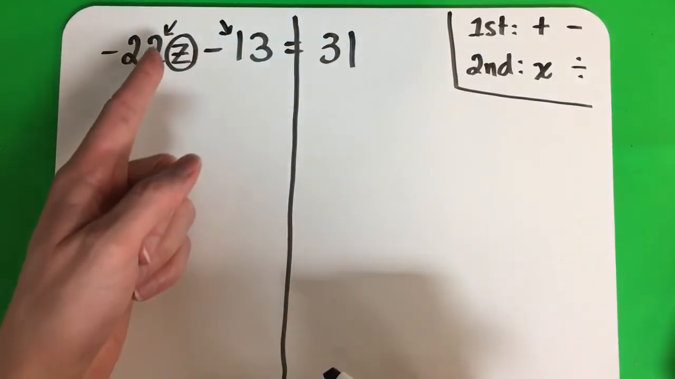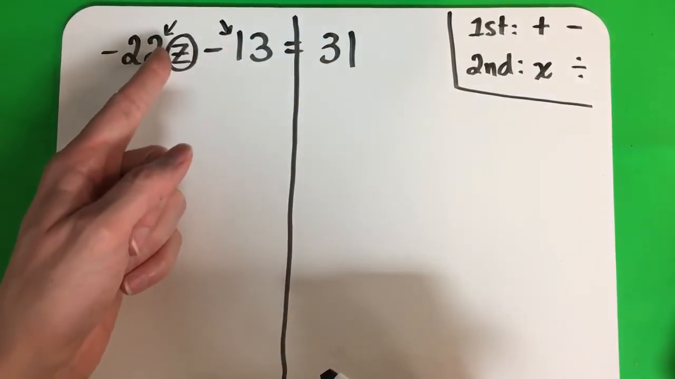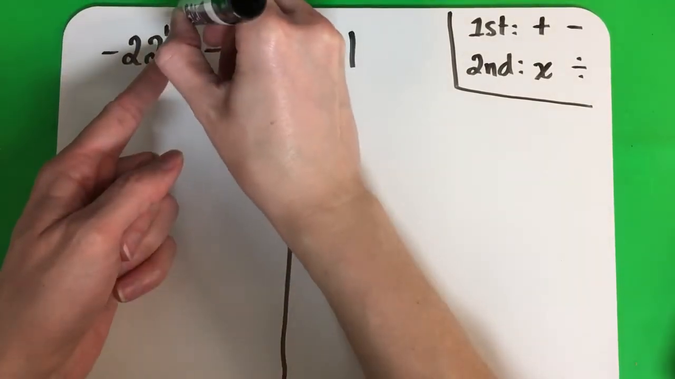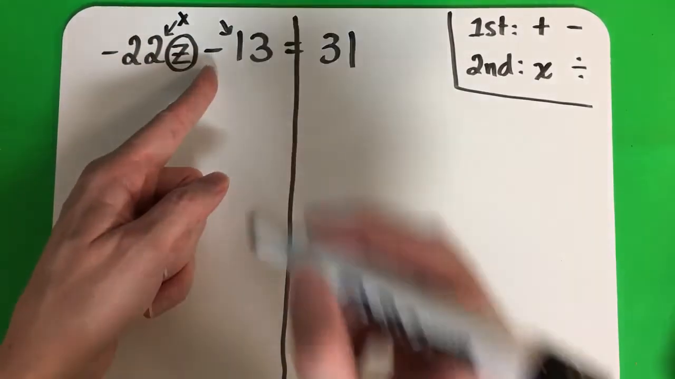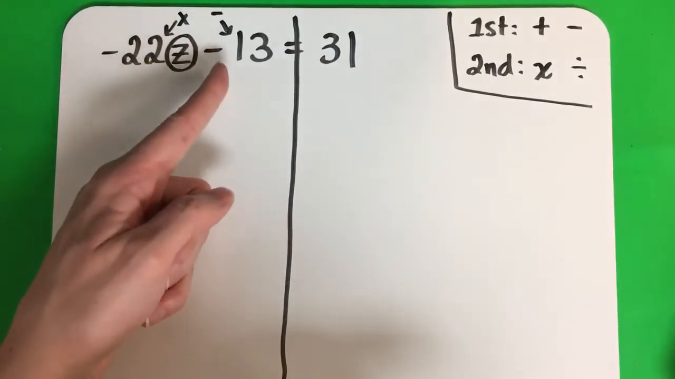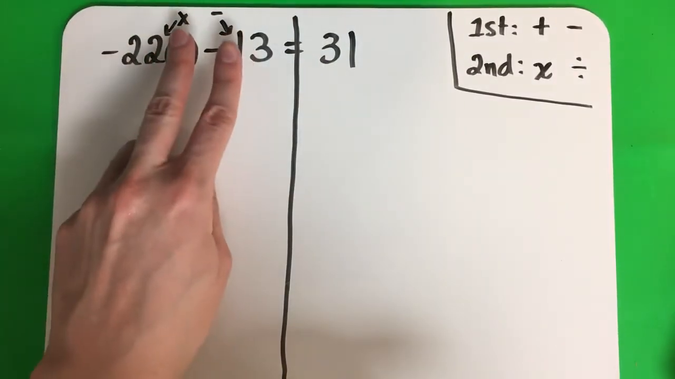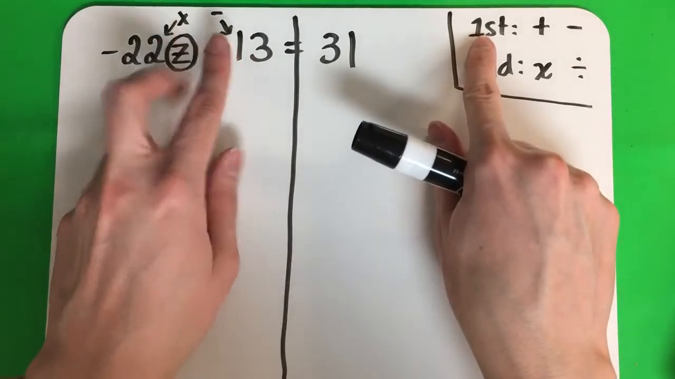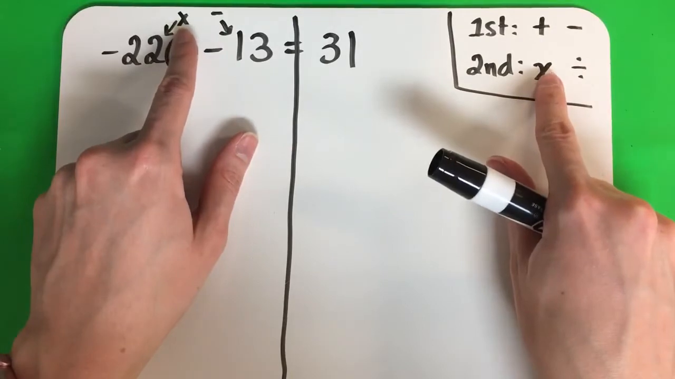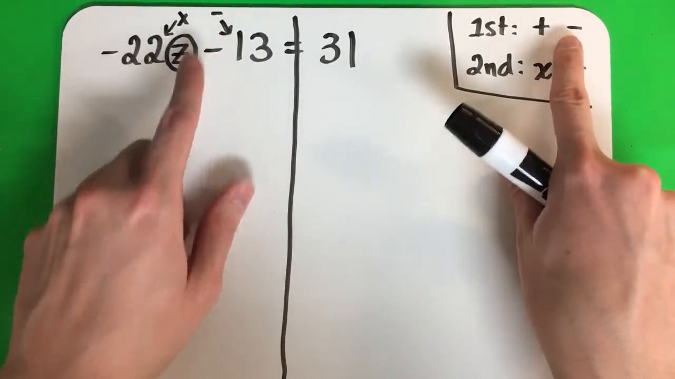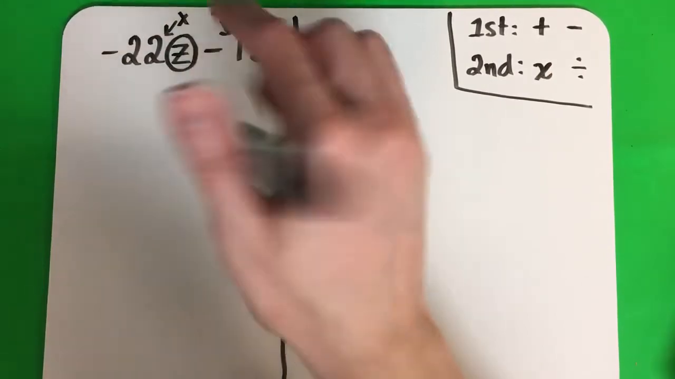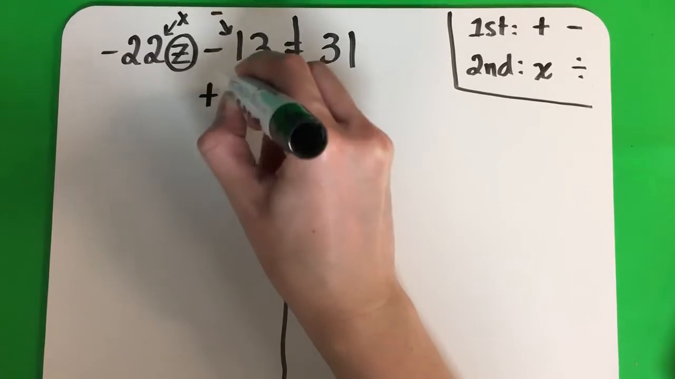Here in the middle, there's no sign. What is it? It's multiplication. And this is plus or minus, minus. So I have multiplication and I have minus. Which one first? First, primero, minus. Times is second, segundo. First is minus, and we do the opposite. The opposite of minus is plus. So I do plus 13.